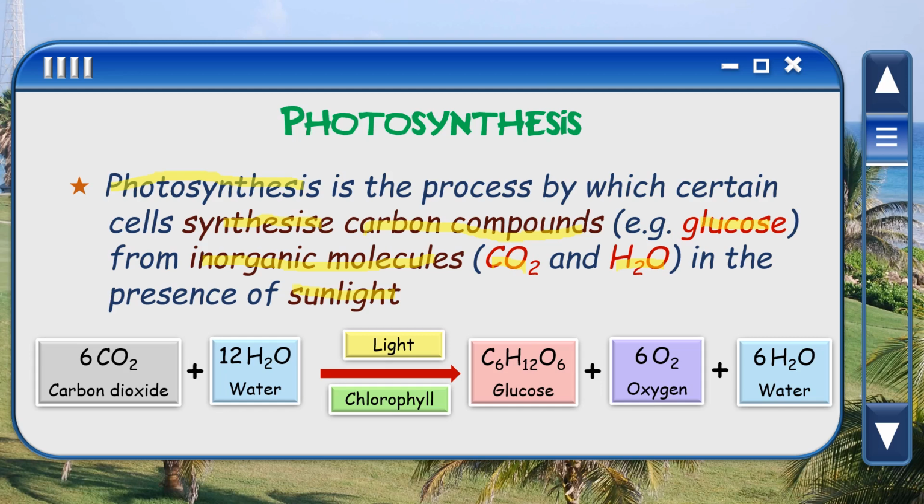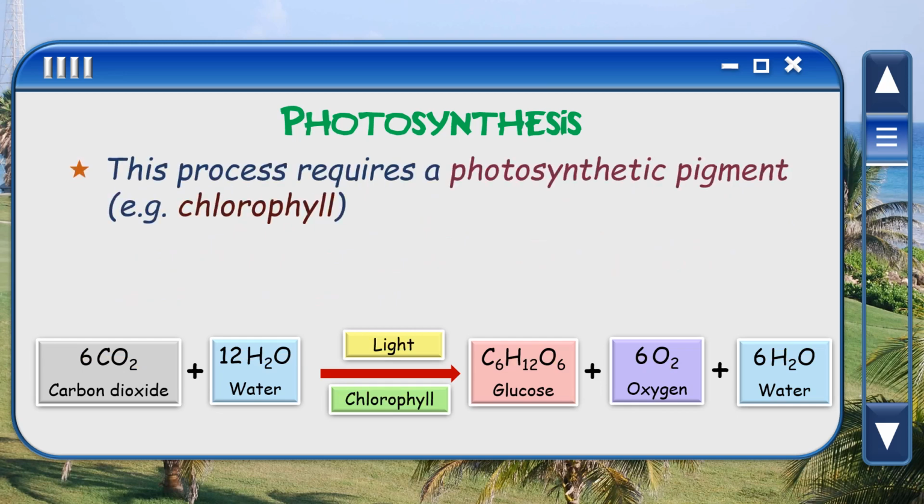We use carbon dioxide. It is combined with water in the presence of chlorophyll, which traps sunlight energy, and we get glucose, and then we also produce oxygen as a byproduct and also some water. So that whole process is what we refer to as photosynthesis.